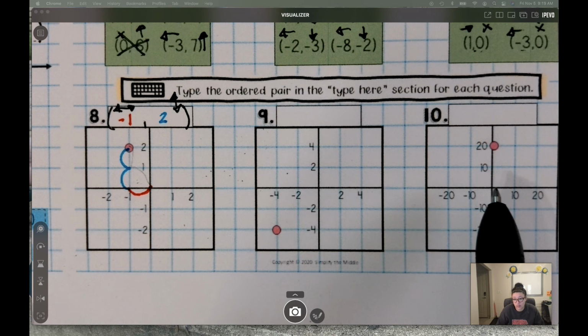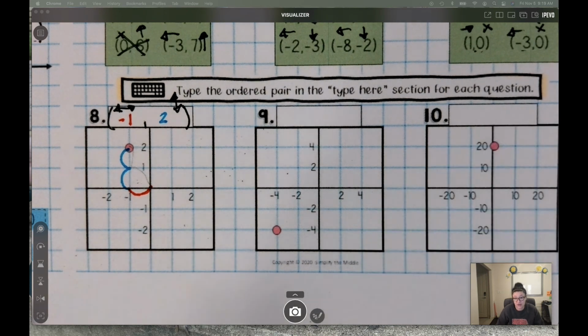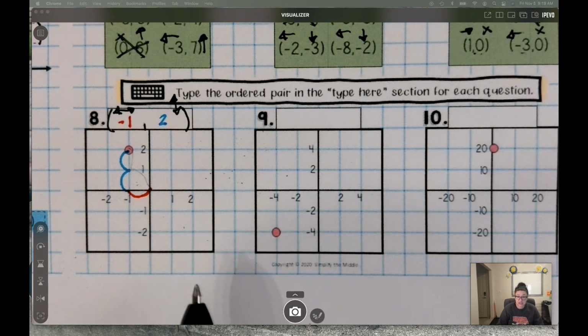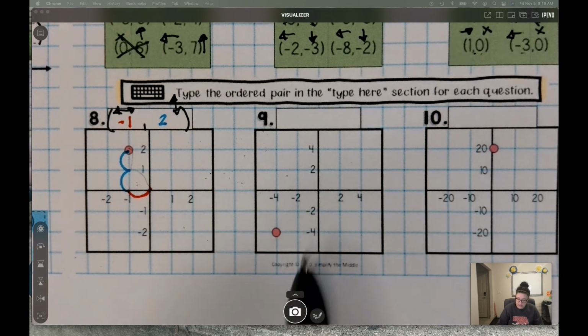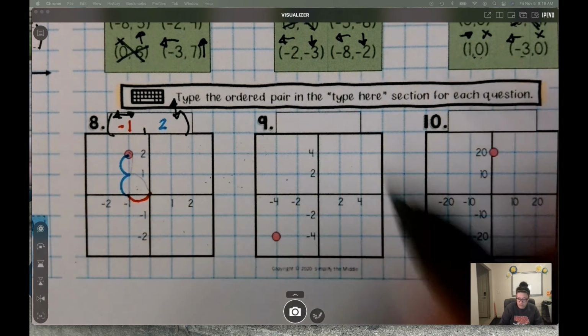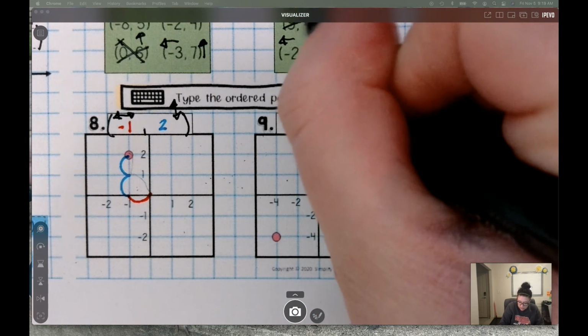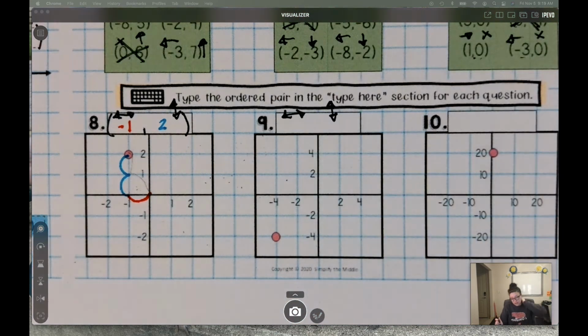On 10, what do they go by? My lines go by 10. So this is 10, 20, that would be 30. So that means when I count my lines here, every line needs to be 2. Over here, every line needs to be 10. So again, I'm going to have you write down your ordered pairs for each of those points.